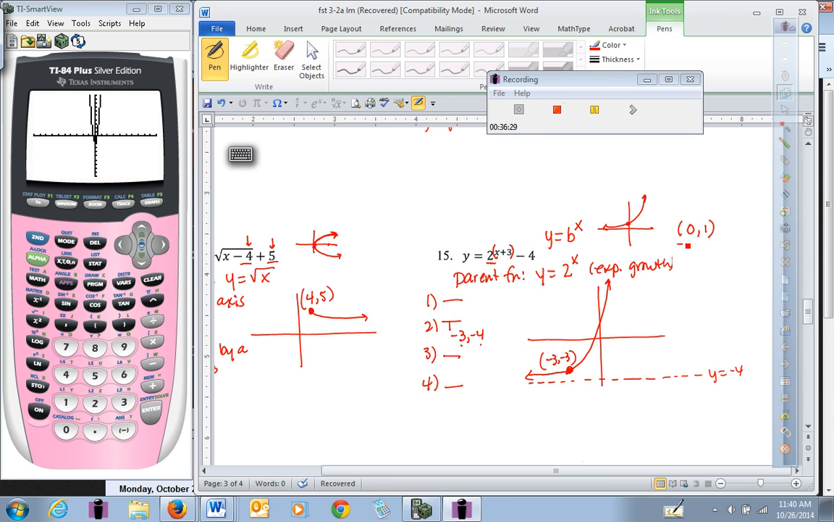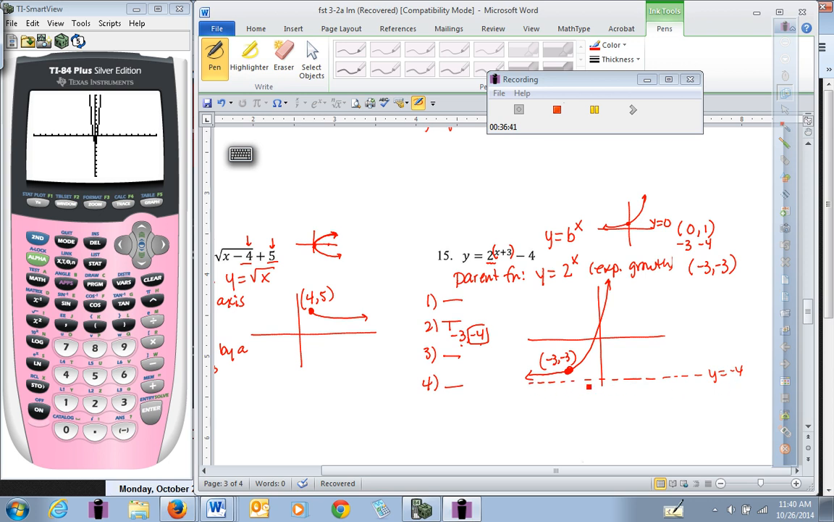If you took that and you went 3 to the left and 4 down, then you'd be at -3, -3. So that's this point right here. Now the other thing is this has the horizontal asymptote at y equals 0. And this would move that horizontal asymptote down to y equals -4.